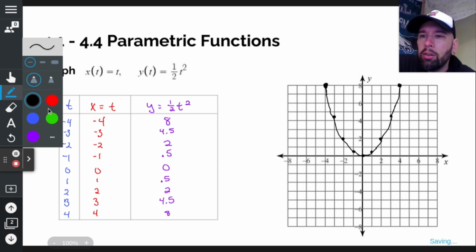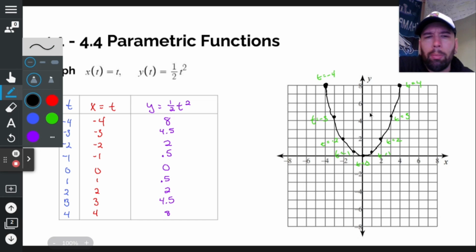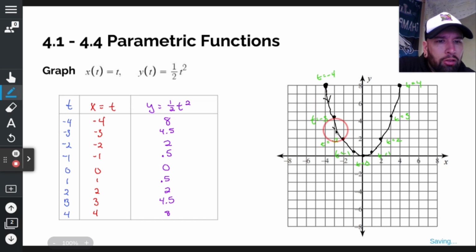Now, what I'm going to do is label every point that I drew based off of the t that I used to make the x and the y value. So this was t equals -4. This was t equals -3. T equals -2. T equals -1. T equals 0. T equals 1. T equals 2. T equals 3. And t equals 4. I'm also going to draw arrows demonstrating the direction that I took as the t values increased. So let me get a black marker or a pen to do that. It went in this direction as t increased. So I'm just going to draw a couple arrows going in that direction.